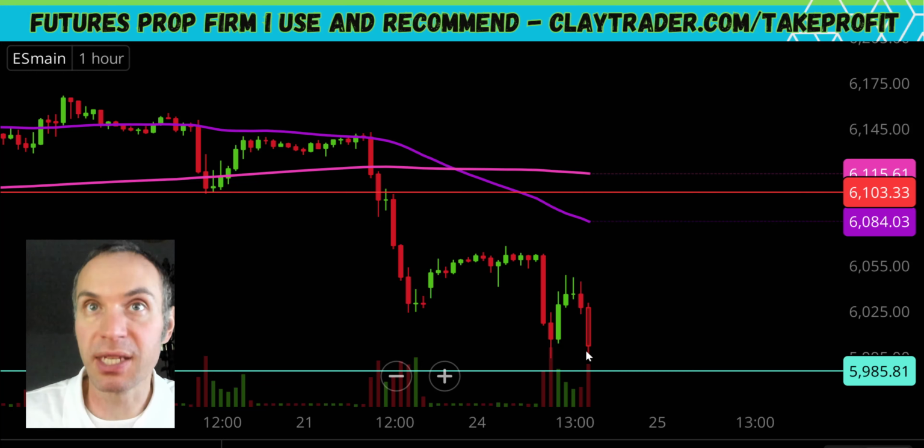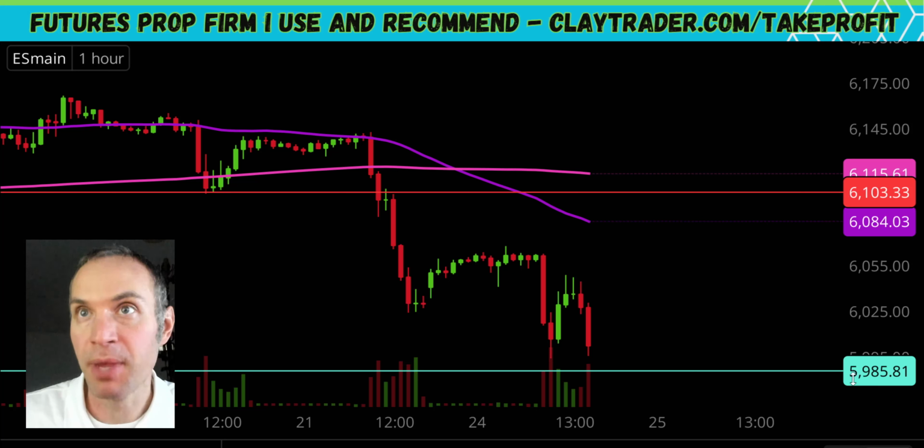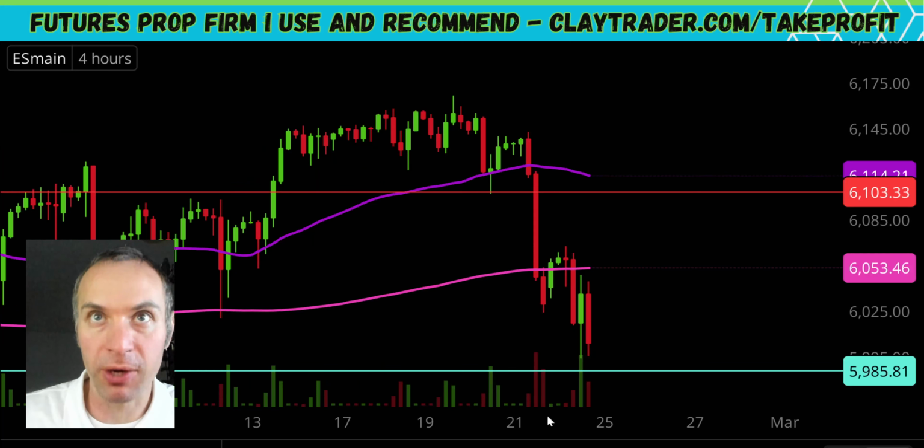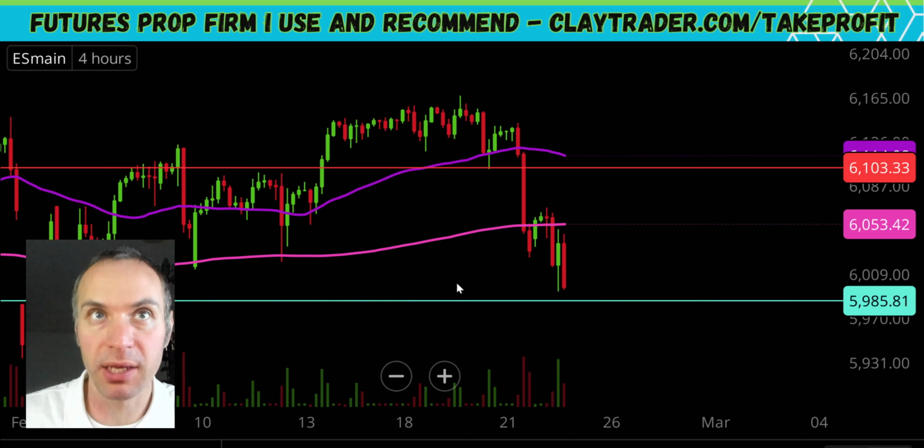So if this is not the double bottom and the price comes down some more, then 59.85 is going to be that next key level to watch. But once again, let's go to the 4 hour time frame because we're having to go back quite a bit of ways into the chart's history.